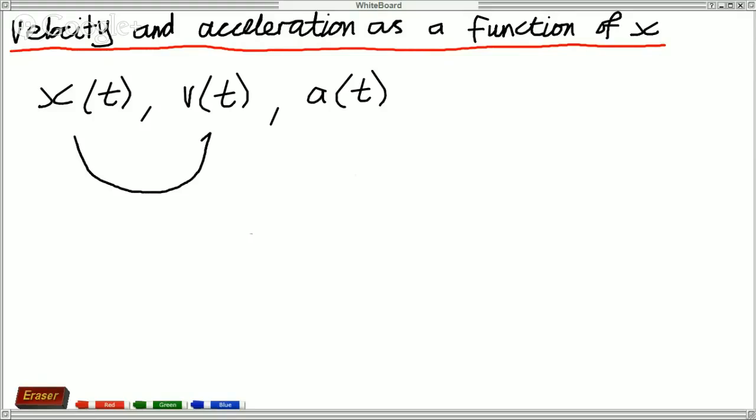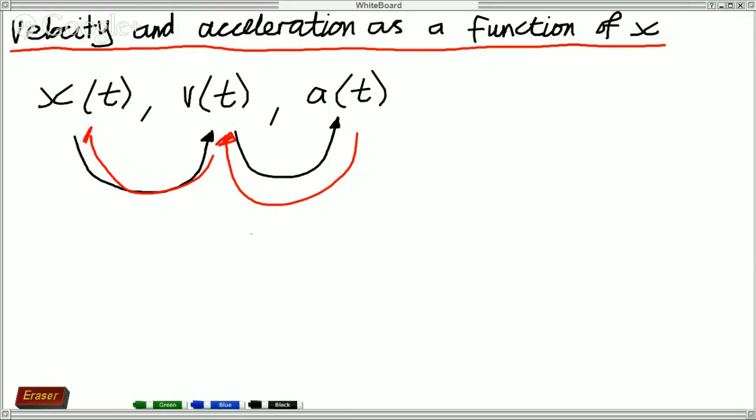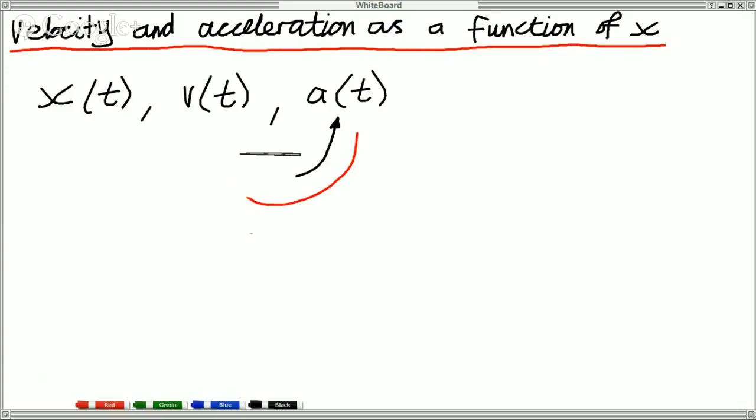So previously when we looked at acceleration, velocity and displacement, we saw that if we differentiate the displacement function with respect to time, we will get the velocity function. So the velocity function is basically the rate of change of the displacement function with respect to time. And likewise, if we differentiate the velocity function, we will get the acceleration function. And we can also go in the opposite direction. So if we integrate the acceleration function with respect to time, we go back to the velocity function. We integrate the velocity function with respect to time, we go back to the displacement function.